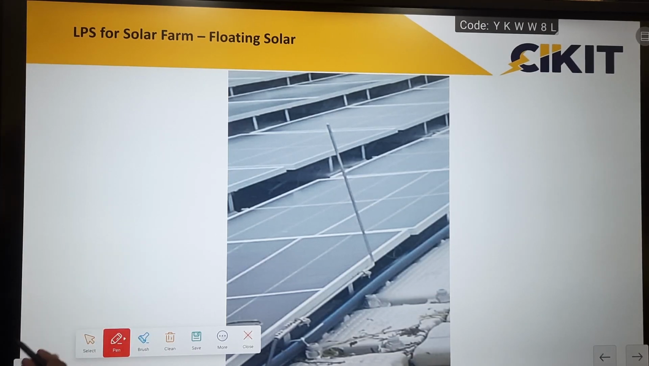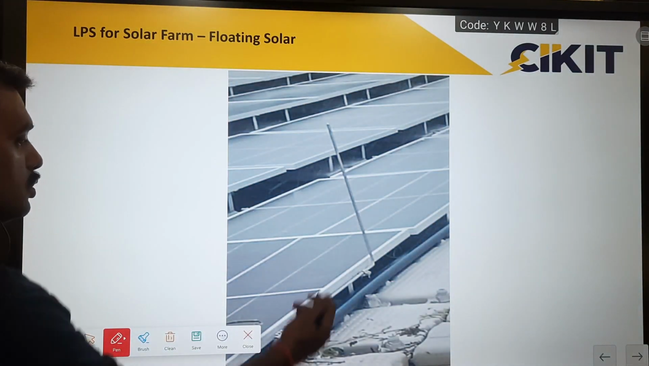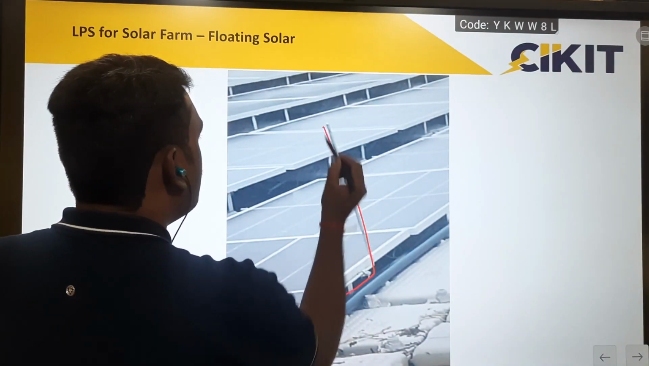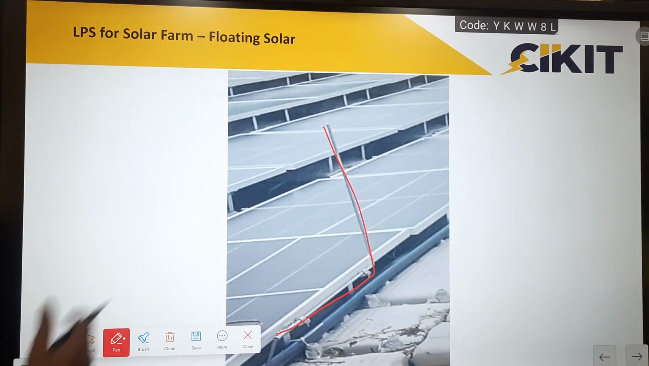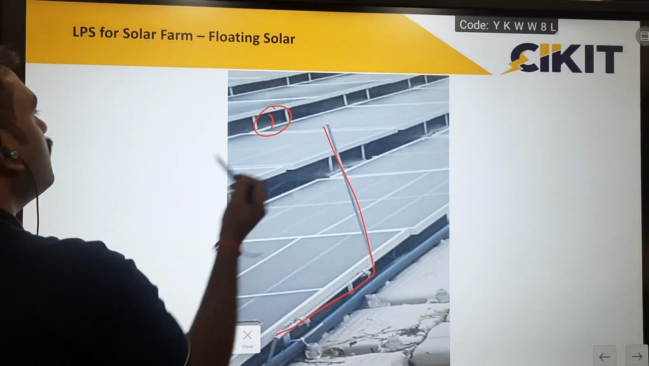For floating solar panels, we can provide two types of arrangements. The first arrangement is we can mount the air terminal on the panel body itself. Here we have shown that the air terminal is mounted on the panel body. This is one type of arrangement. There is another type of arrangement.